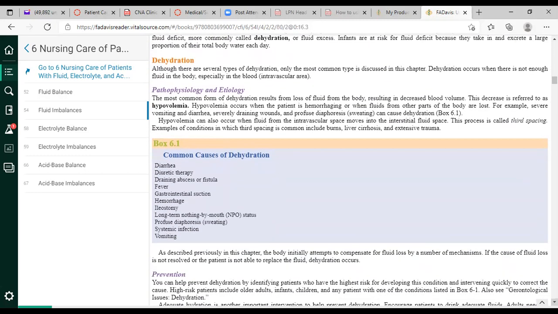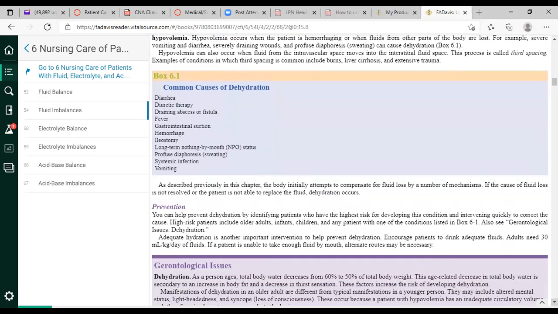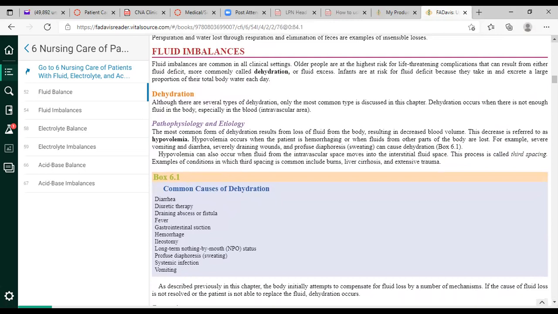And it's talking about fluid imbalances, such as dehydration. Who are some people that you all can think of that are at high risk for dehydration? Patients who have hypovolemia, or diabetics. Yeah, well, hypovolemia will run hand in hand with dehydration. And you say diabetics. Diabetics could potentially be at risk, but not really.